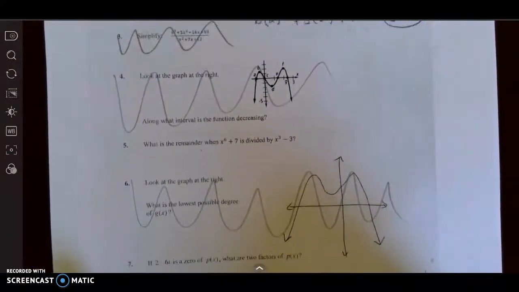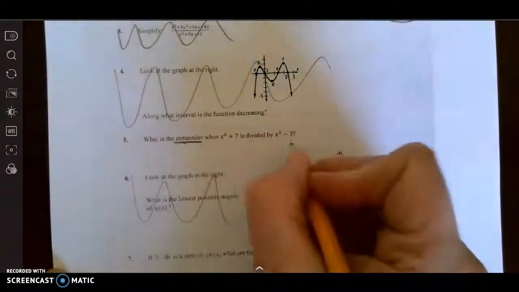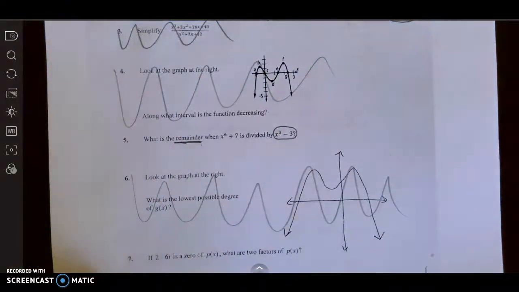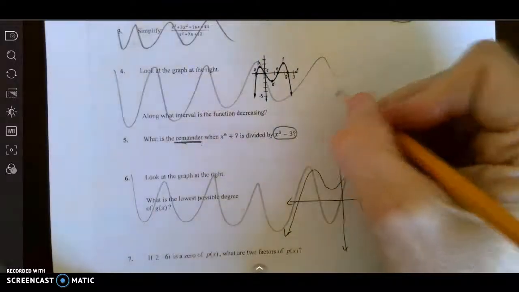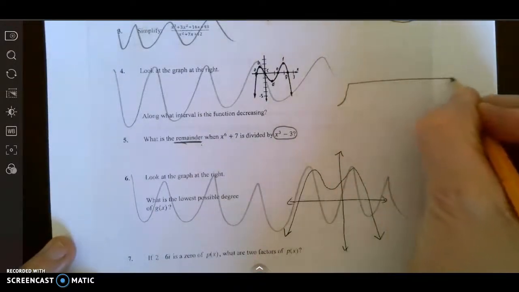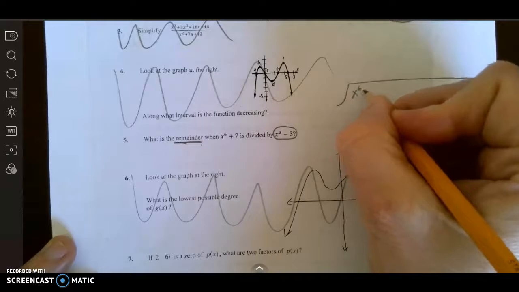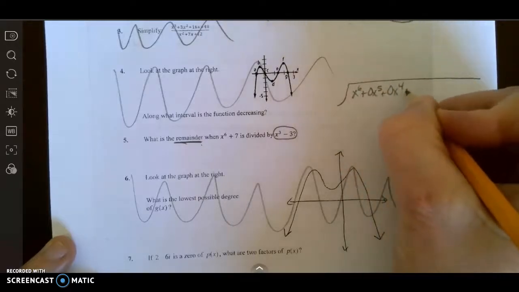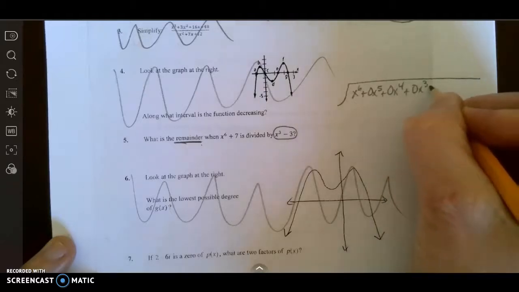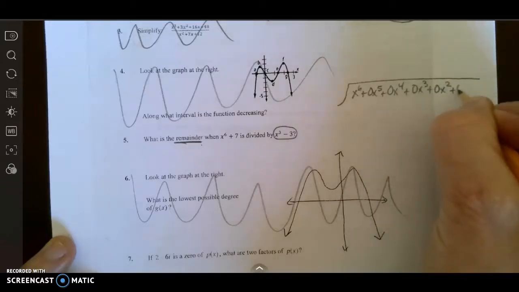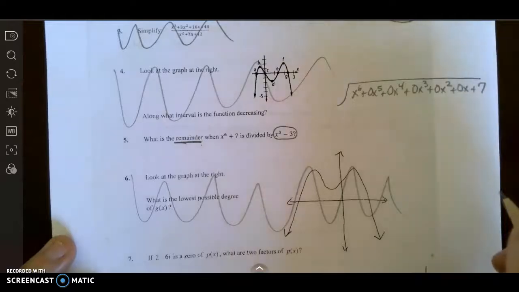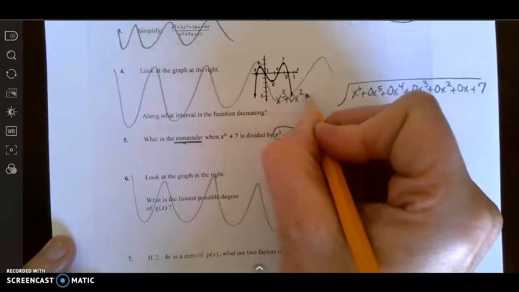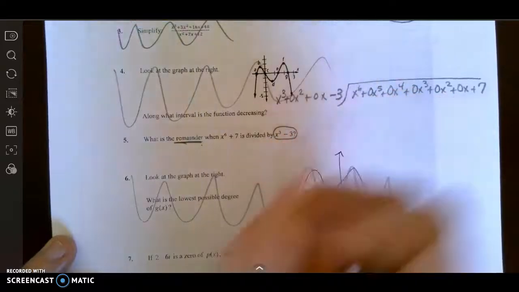Now, number 5 asks me for my remainder, but I'm dividing by x cubed minus 3. I can't use the remainder theorem here. I'm actually going to have to do the division. So, I'm not sure if I'm going to have enough room here. X to the 6th plus 0x to the 5th plus 0x to the 4th plus 0x cubed plus 0x squared plus 0x plus 7 divided by x cubed plus 0x squared plus 0x minus 3.